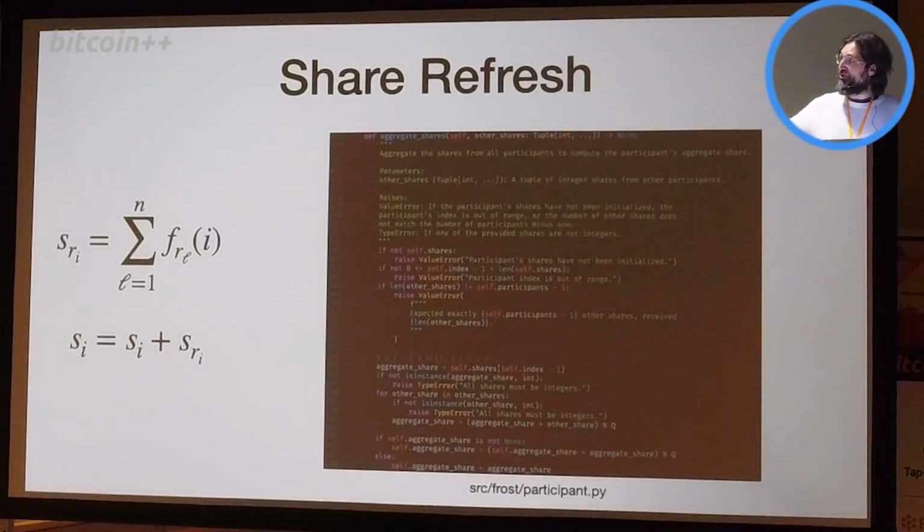So we'll use our same aggregate shares function, except when we get down to this branch at the end, if there's already an aggregate share, it's not none. Rather than just initializing it to our sum, we're going to add them together and mod by Q. And now everyone will have new shares, but we'll have the same secret.